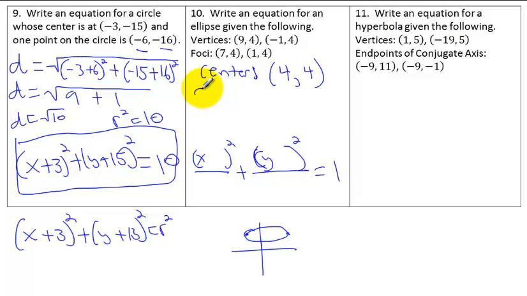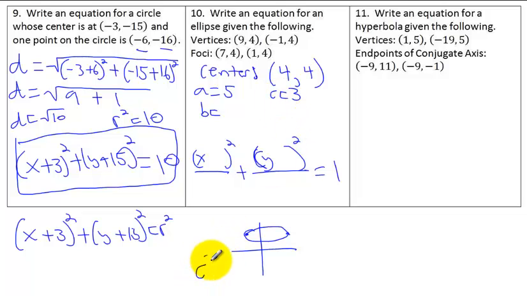We need to get a. A is going to equal the distance from the center to a vertex. Well, look at that, 4, 4 to 9, 4. The y values are the same, so it's really just the distance between the x's, which is 5. And then what is b going to equal? We do not know, but I have here the value of c. And c is from 4 to 7. That's a value of 3.